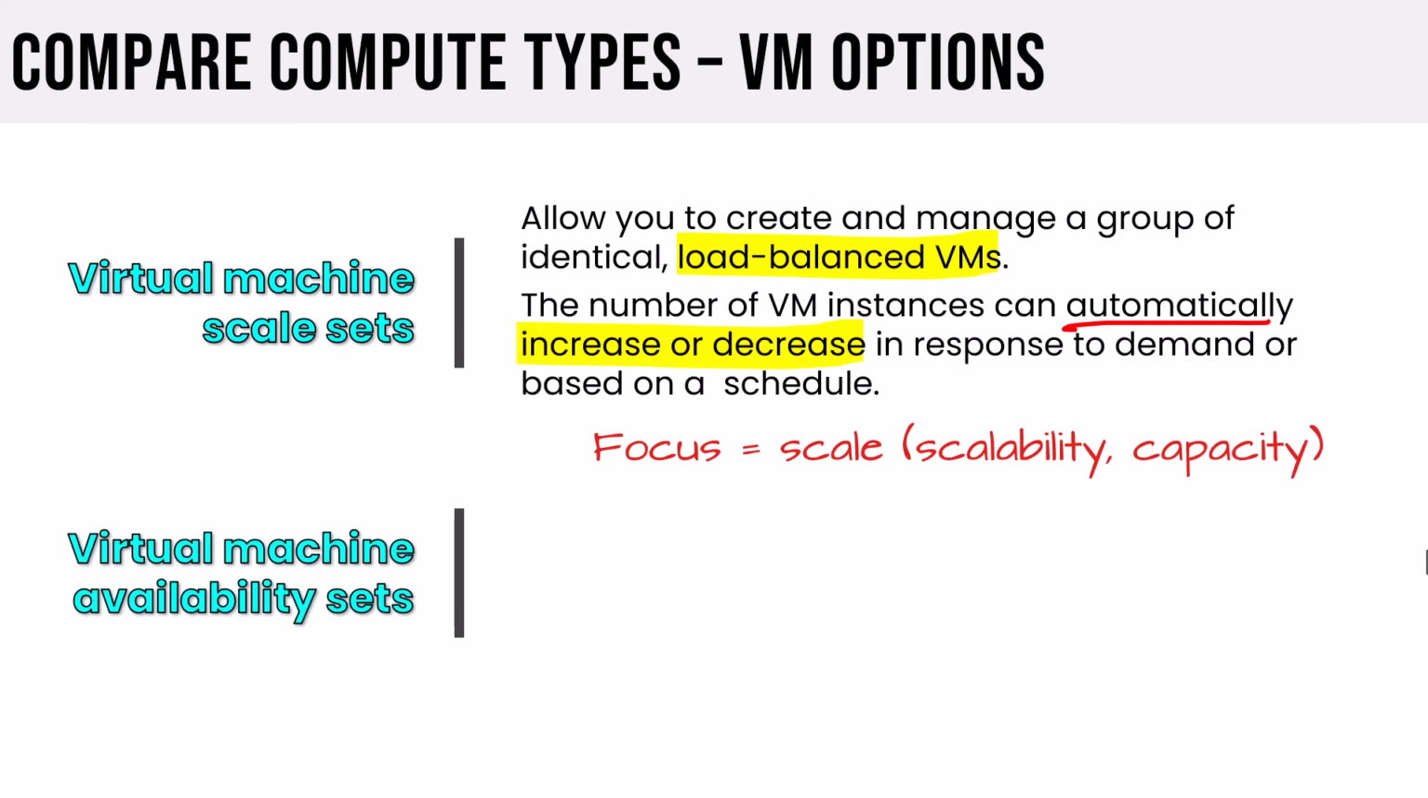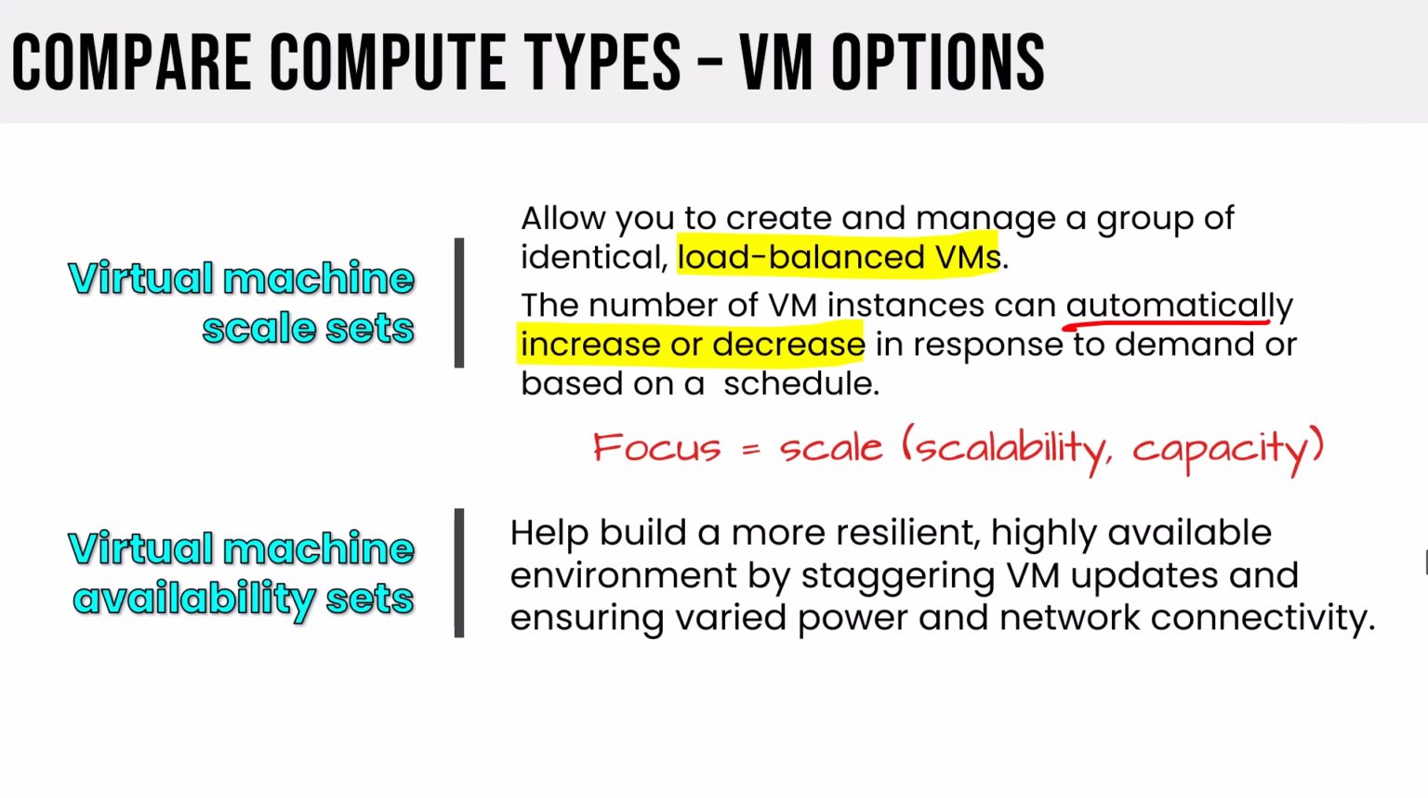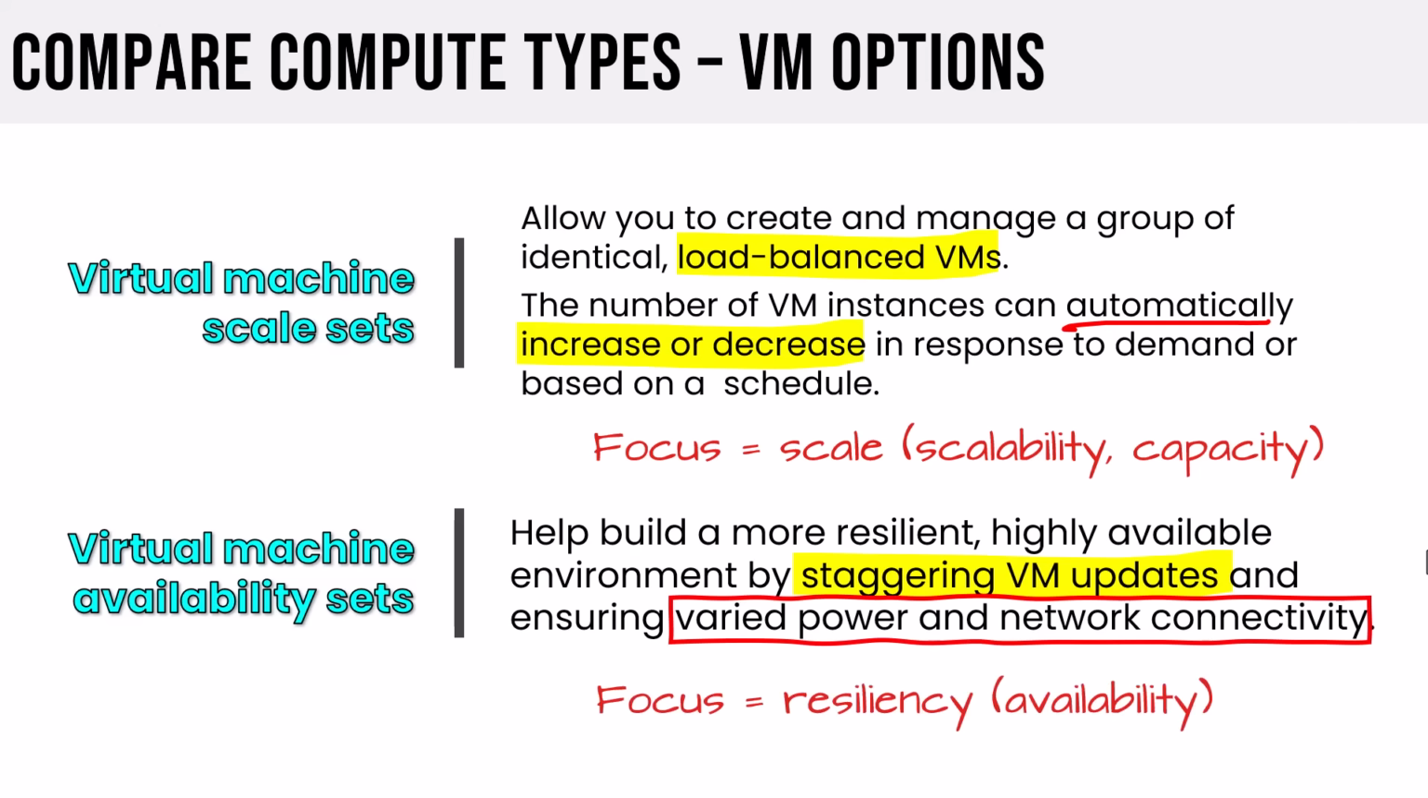And then we have virtual machine availability sets, which help build a more resilient, highly available environment by staggering VM updates and ensuring varied power and network connectivity. So the focus of availability sets is resiliency, availability. And one can certainly argue that load-balanced VMs in a group also help us with availability, but that's not exactly the focus there. So you can see how these two are complementary, and their purpose is baked into their name. Virtual machine scale sets focus on scale, while availability sets focus on resiliency, on availability.